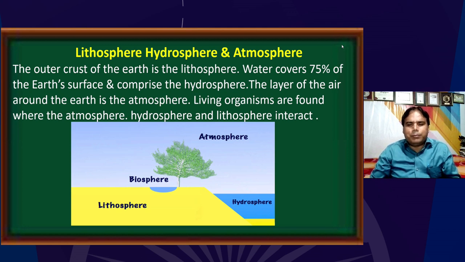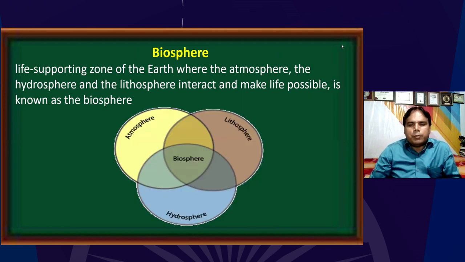So we can say that all the three forms, one is known as atmosphere, another is known as hydrosphere, and the third one is known as lithosphere. So all these parts of the earth interact with each other. So we can say that the life supporting zone of the earth, where the atmosphere, the hydrosphere and the lithosphere interact and make life possible, is known as biosphere. So biosphere is the common zone of the atmosphere, lithosphere and hydrosphere, which is formed by the interaction between them.